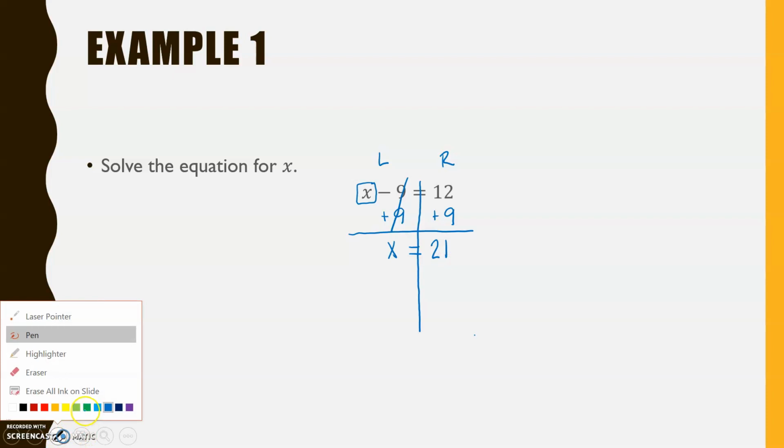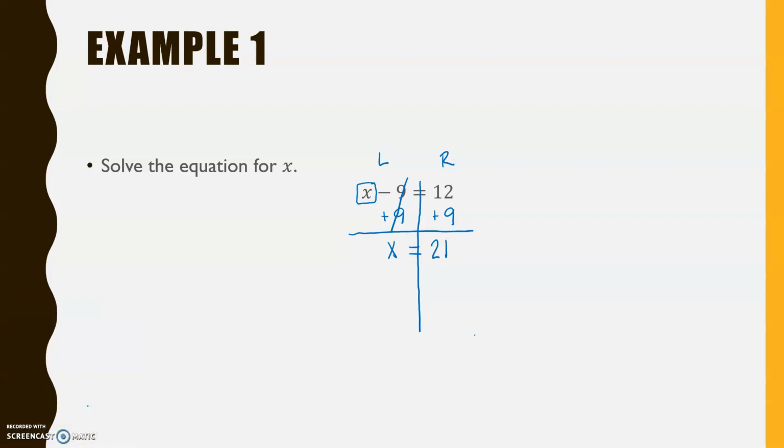Now it's really good to get in the habit of checking your work. To check our work, I'm going to take this value of 21, and I'm going to plug it in for x. And that gives me 21 minus 9 equals 12. Well, if I do 21 minus 9, I get 12. So now I have 12 on both sides of the equal sign. So this is a true statement that 12 is equal to 12. And this is my final answer. X equals 21.